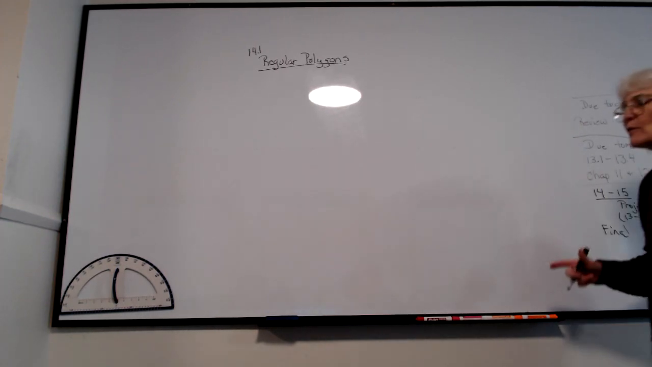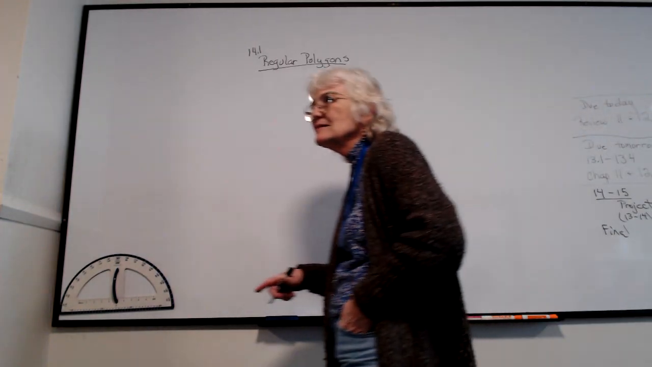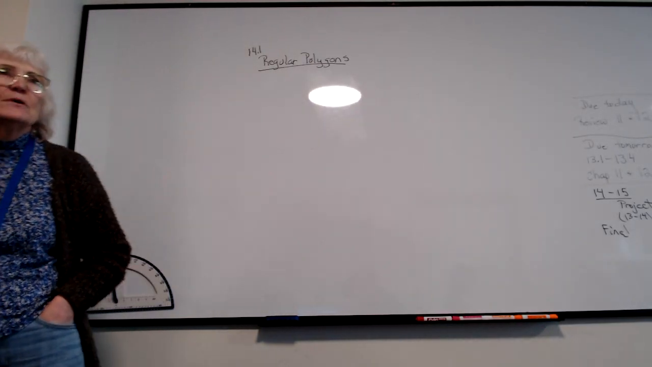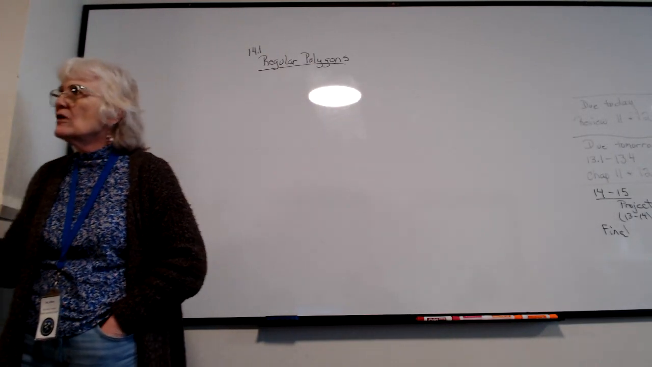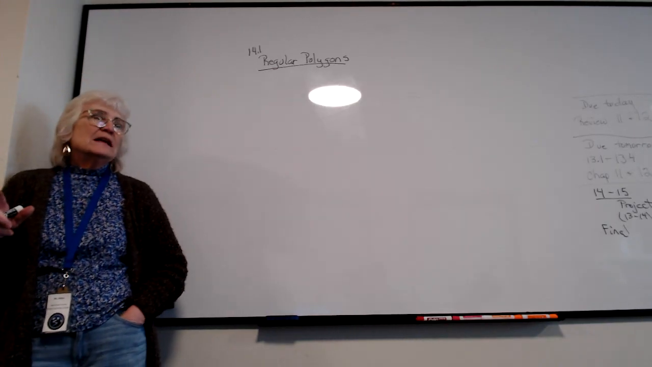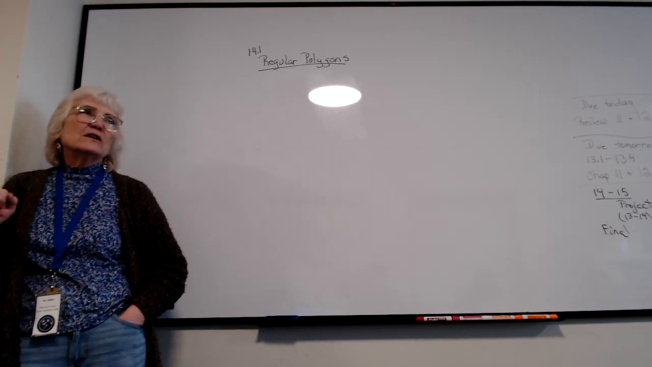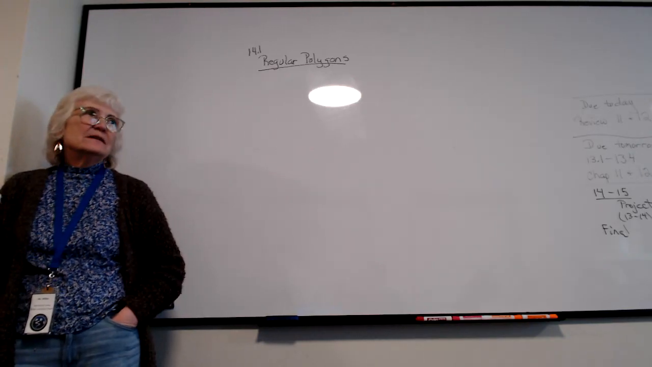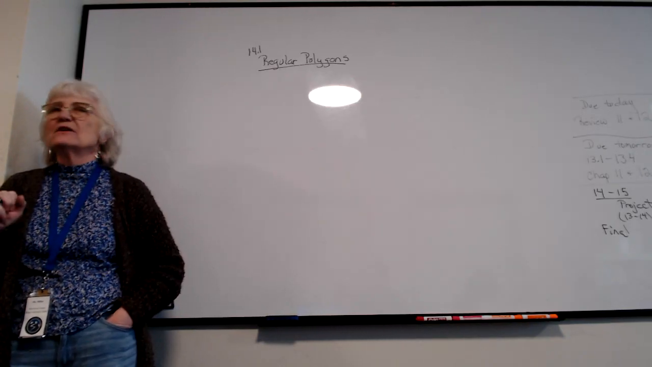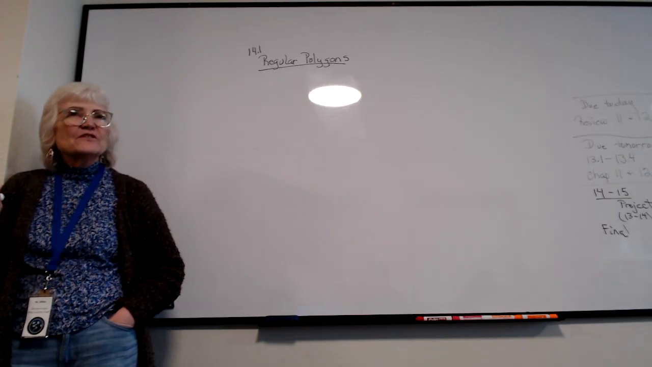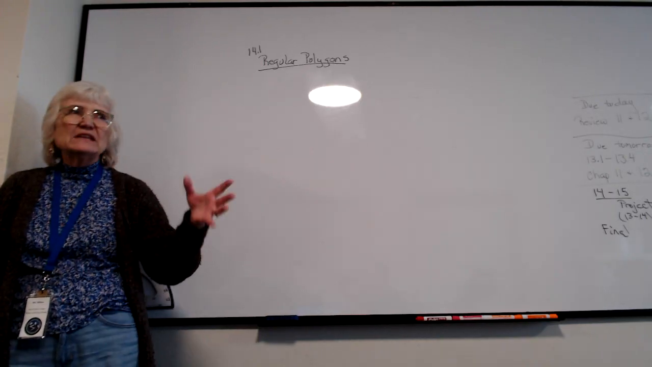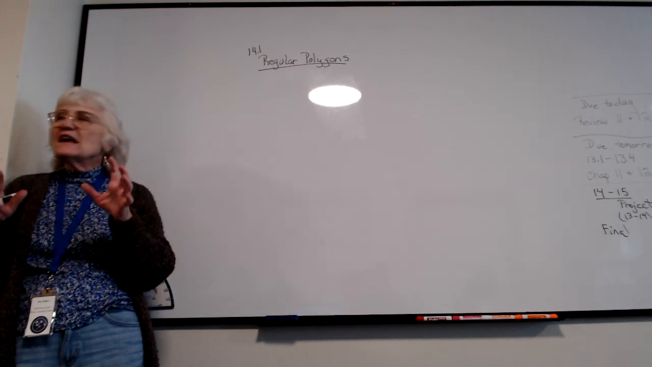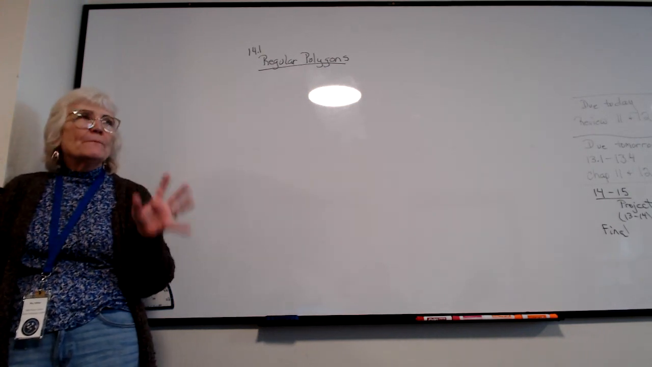Okay, a regular polygon. I will give you an example. An equilateral triangle is a regular polygon. A square is a regular polygon. Based on those two examples, what would you say is true about those?